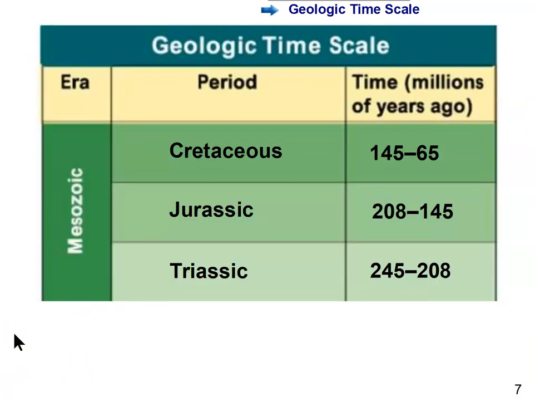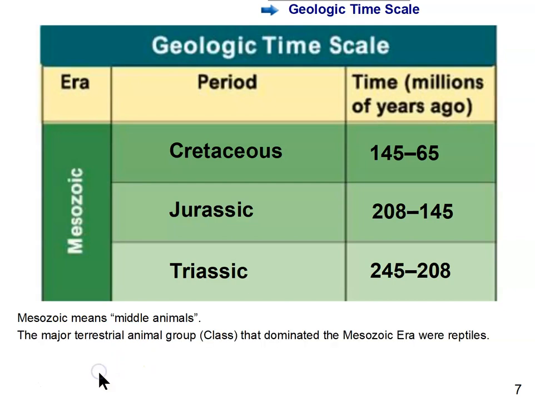The next era of the Phanerozoic eon is the Mesozoic era. And again, this is the one that you may be most familiar with because it is when the dinosaurs lived. So these periods probably are going to sound very familiar to you: the Triassic, the Jurassic, and the Cretaceous. Mesozoic means middle animals. Meso means middle, right? So Paleozoic is ancient animals. Mesozoic is middle animals because it's the middle era of the Phanerozoic eon.